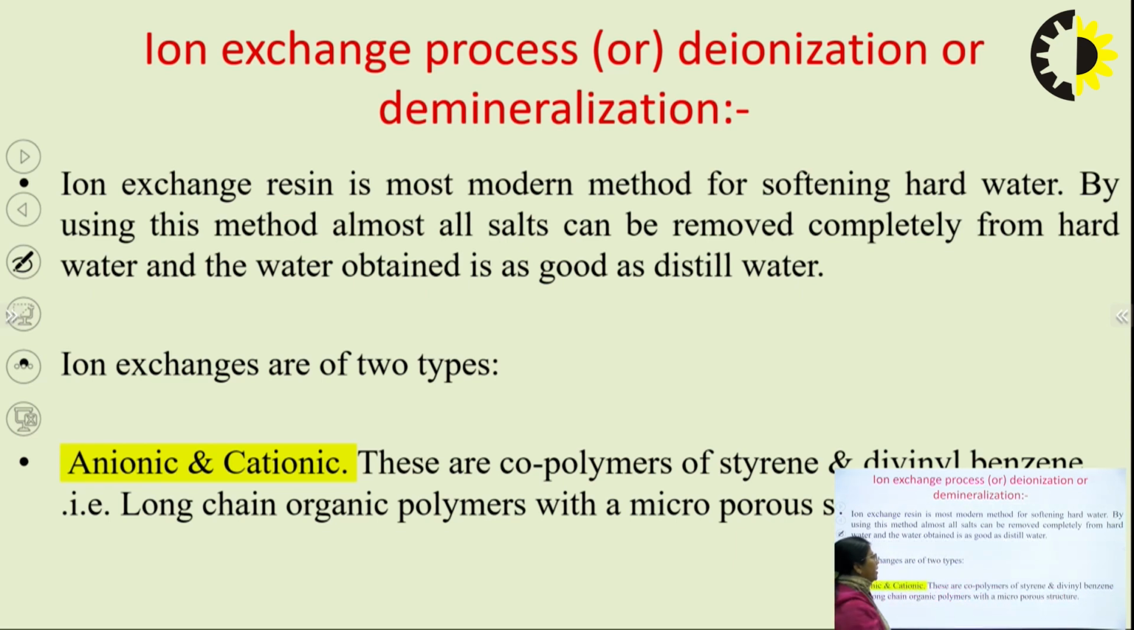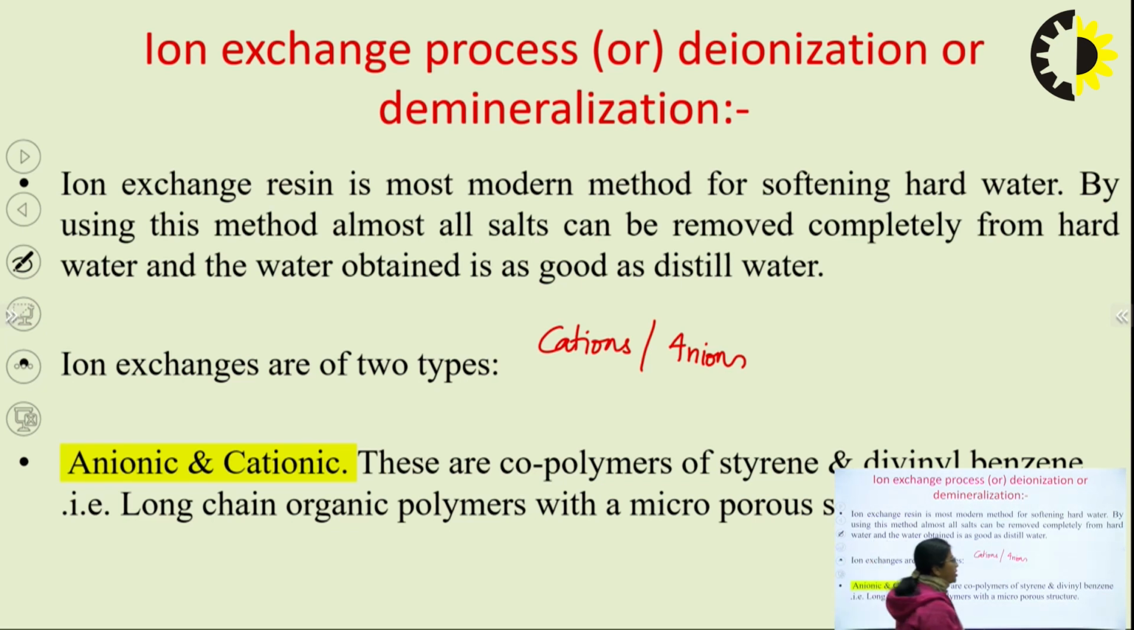Now, water contains two types of ions, cations as well as anions. Therefore, the ion exchangers are also of two types: anionic ion exchangers and cationic ion exchangers. Whether anionic or cationic, they are copolymers of styrene divinyl benzene, which are long chain organic polymers having a microporous structure.